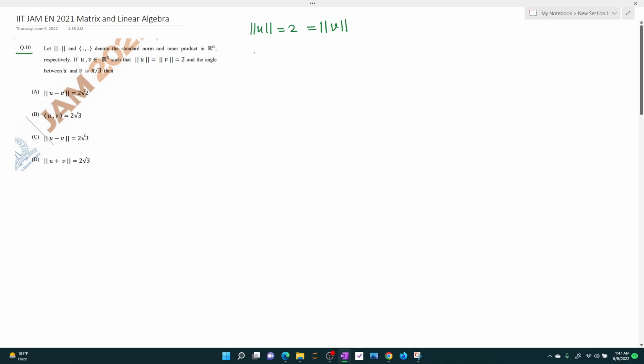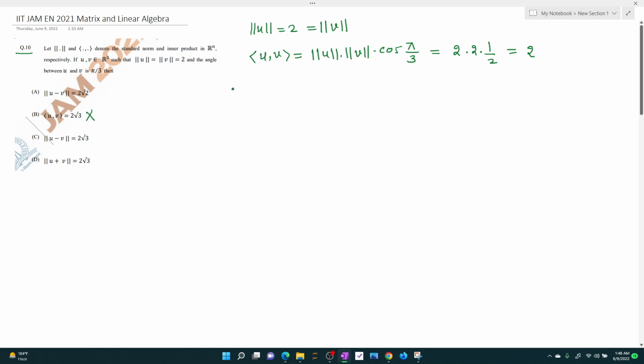First of all, the inner product of u and v is equal to the norm of u multiplied by the norm of v and cos theta, where theta is the angle between vector u and vector v, and here it is given to be pi by 3. So norm of u is 2, norm of v is 2, cos pi by 3 is 1 by 2, so this value is 2, not 2 root 3. So option B is not correct.